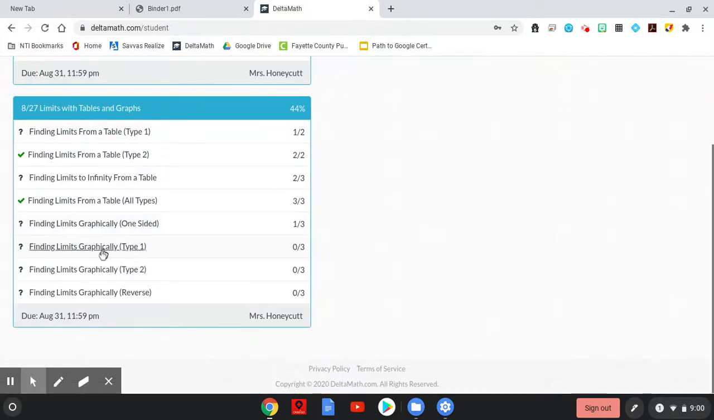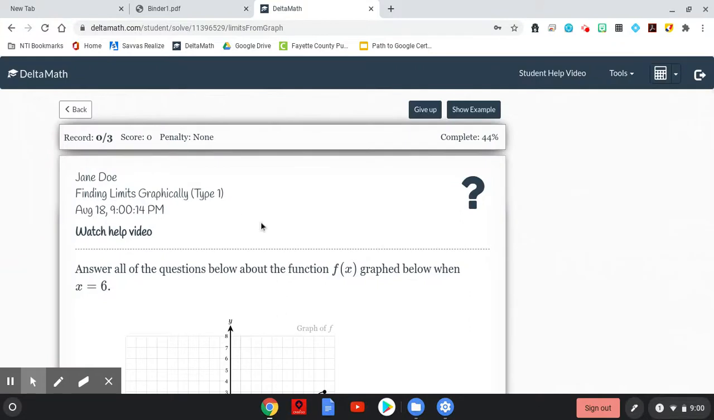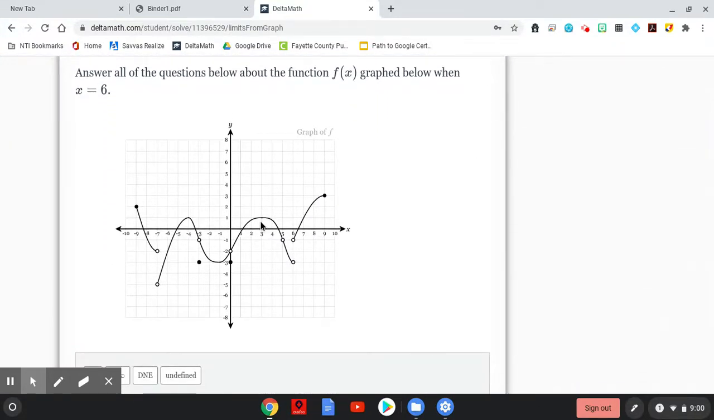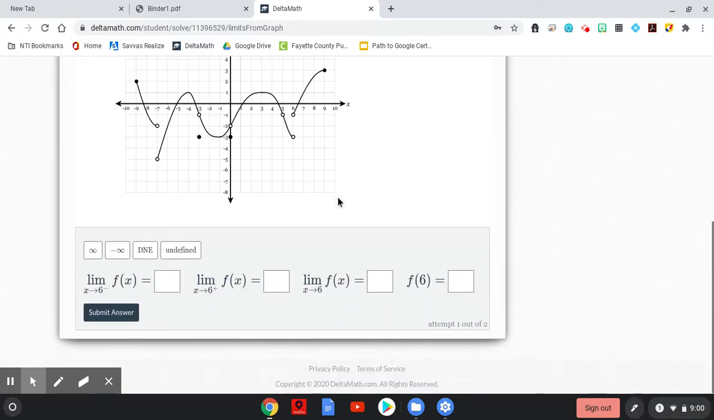Okay, then you'll have some of this, let's see, find limits graphically, type 1. All right, so now we have the graph and we need to answer all the questions below when x equals 6. So this is a graph of f, and I've got a bunch of questions. A limit as x approaches 6 from the left, a limit as x approaches 6 from the right, a limit as x approaches 6, and f of 6. So like those paper examples we were doing earlier.